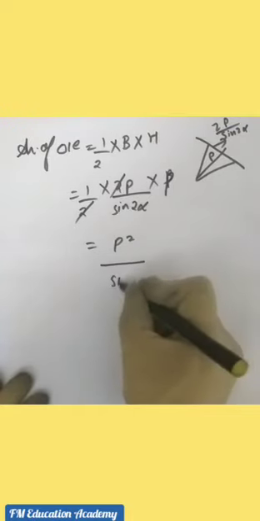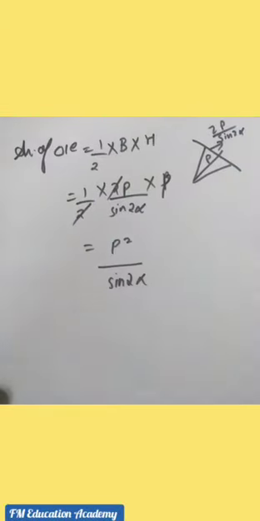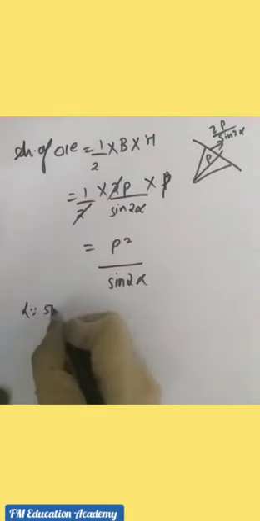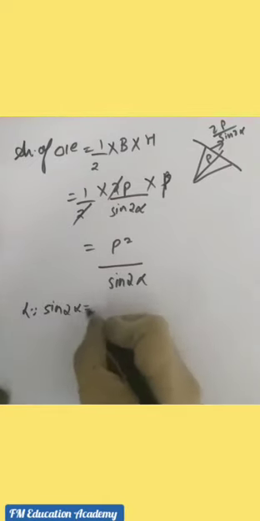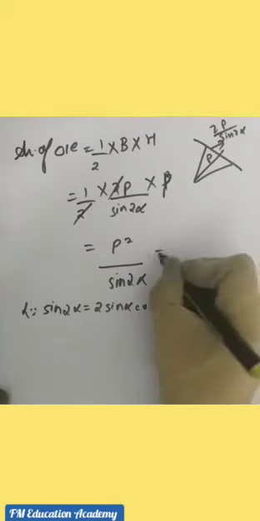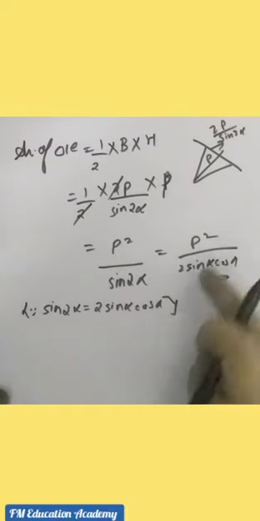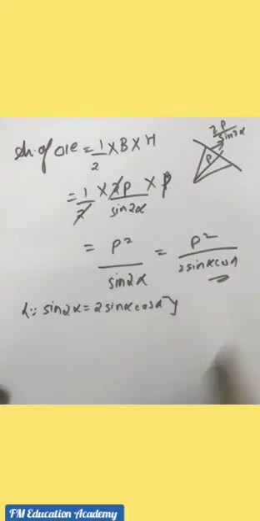And here the denominator is not given as sin 2 alpha, it is given in terms of 2 sin alpha cos alpha. So we know from the formula of intermediate first year that sin 2 alpha is 2 sin alpha cos alpha. So in place of sin 2 alpha, write down 2 sin alpha cos alpha. So what is the area of the triangle we have? P square by 2 sin alpha into cos alpha.